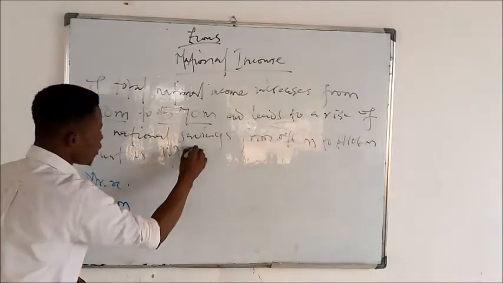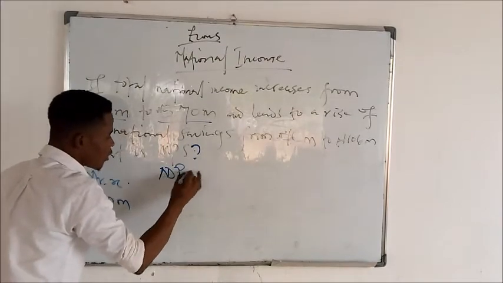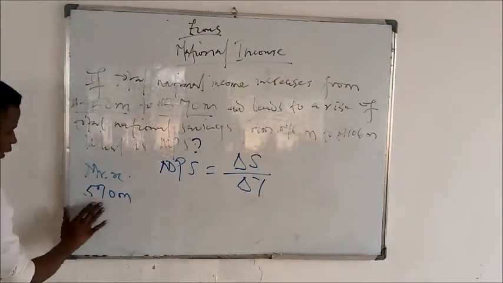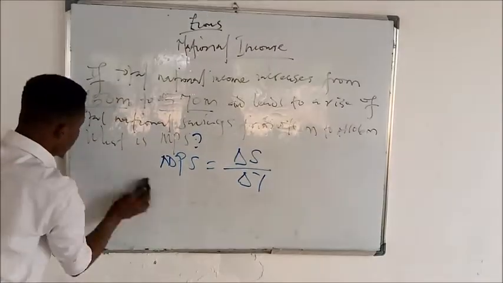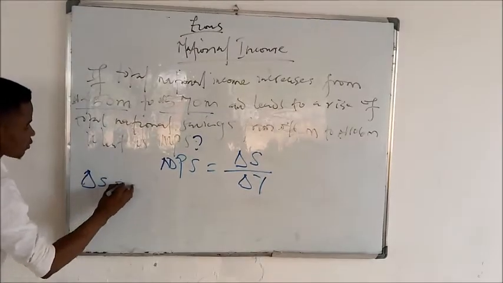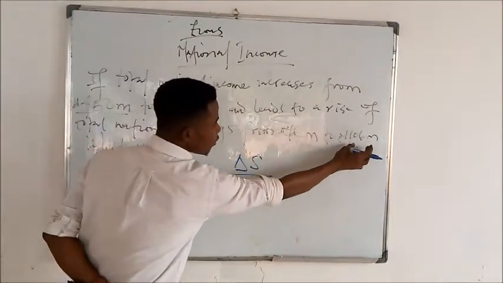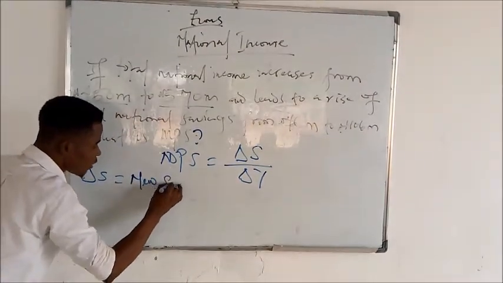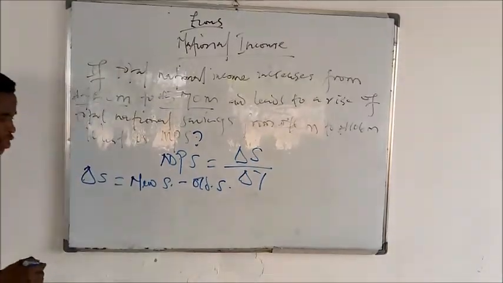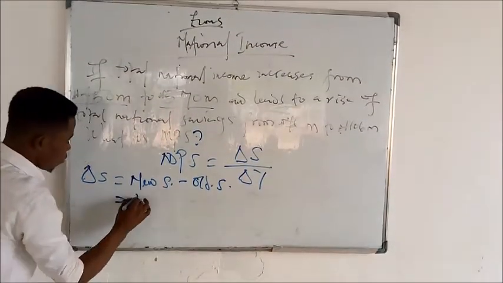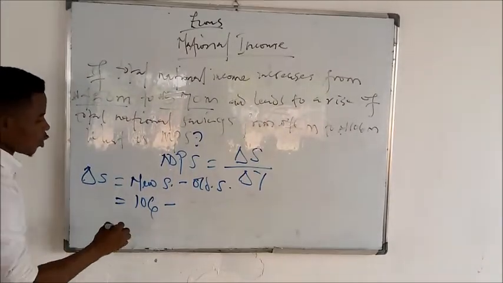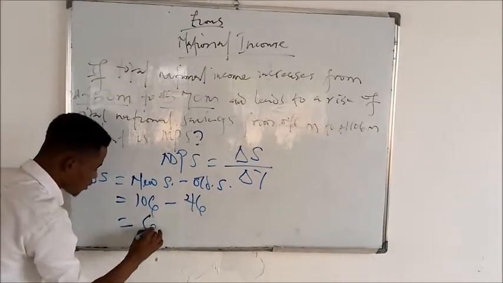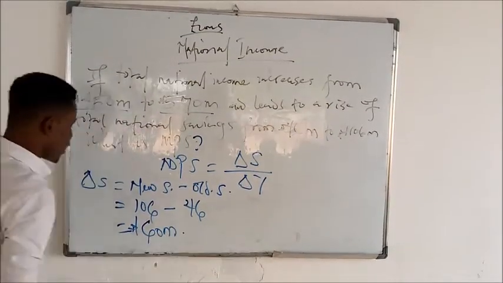Then what is MPS? So what is the formula for MPS? MPS is equal to change in savings over change in income. So like I told you, we calculate for change in national savings first. Rising from where to where? This is the new, this is the old. Don't forget, it is going to be new savings minus old savings. Do you understand? Good. So what is the new savings? 106 million naira minus old, that is 46 million naira. Then that's going to give us 60 million naira. That is the change in S.